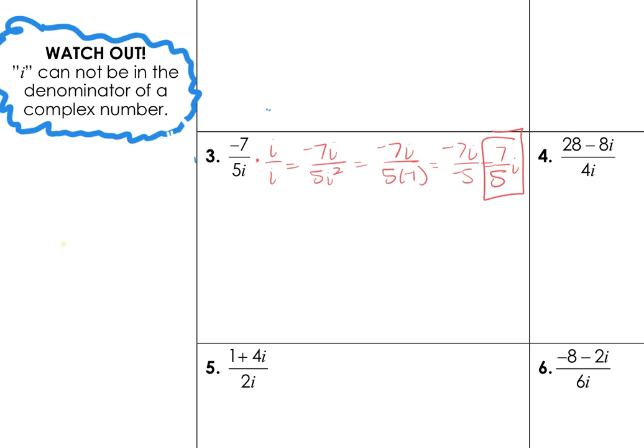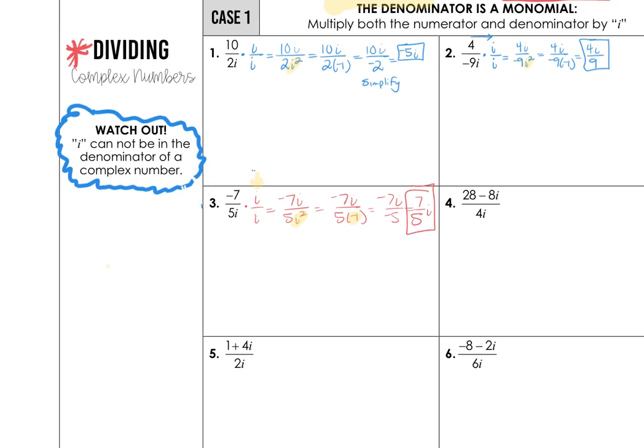Okay, so what I did was I started with multiplying top and bottom by i squared. I multiplied straight across, so I had -7i over 5i squared. I'm replacing i squared with -1. So I ended up getting -7i over a -5. Negative over negative gives me positive. So my final answer is 7 over 5i. So hopefully you guys got that.